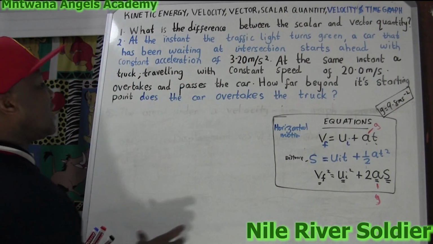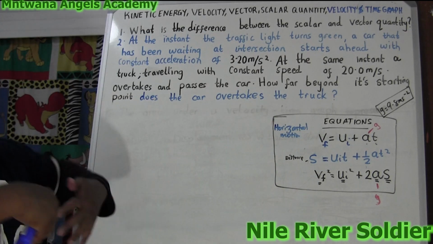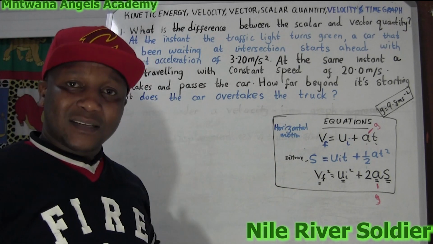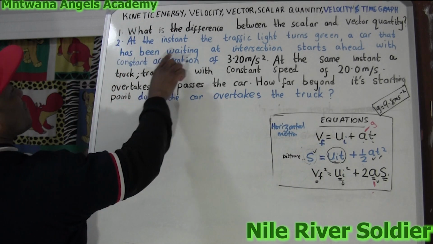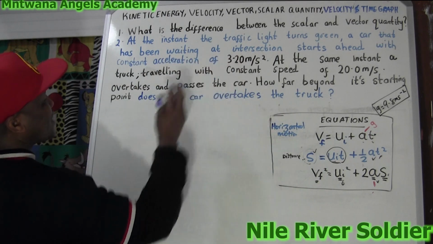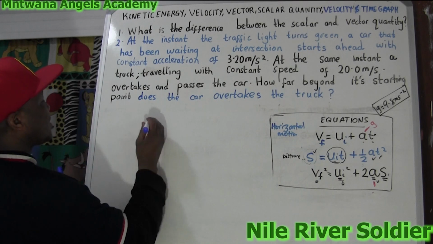Now we're going to take our information and see whether the motion is vertical or horizontal. Our data tells us which equation to use. Now let's go. Let's say these are traffic lights, somewhere here.